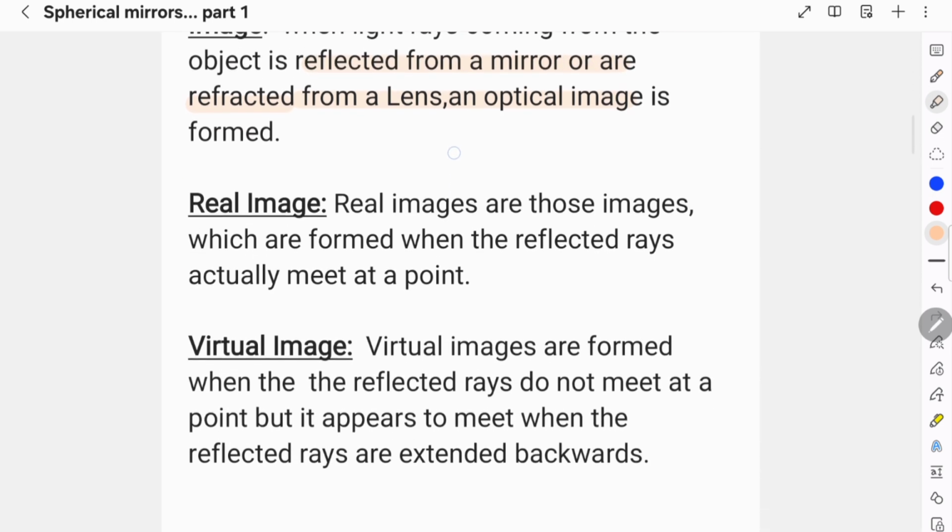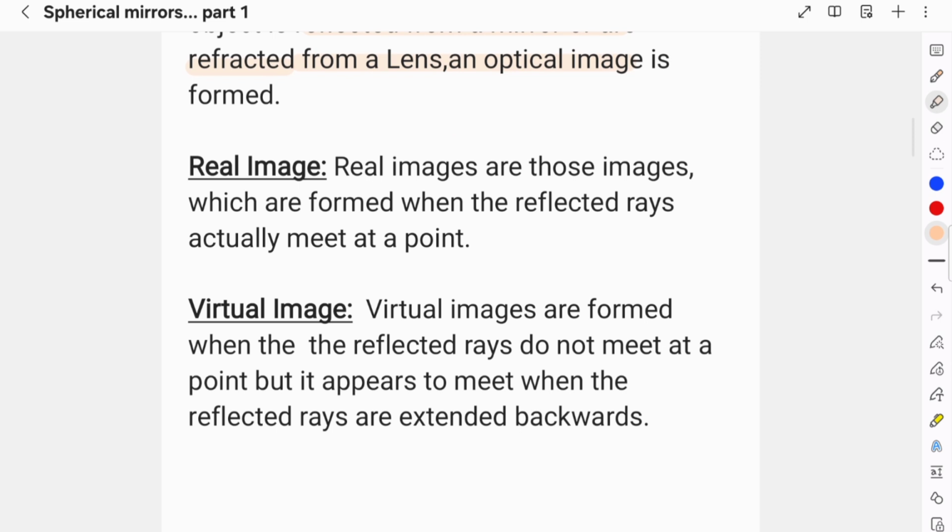Now there are two kinds of images, real image and virtual image. Real images are those images which are formed when the reflected rays actually meet at a point. So they give rise to real image.